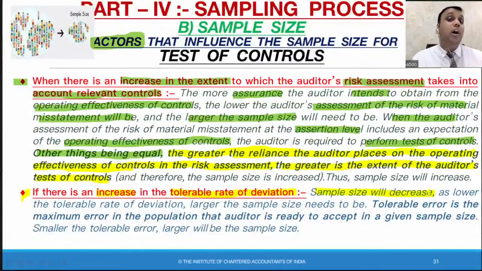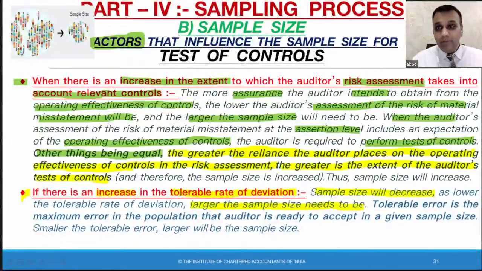But if the auditor doesn't tolerate much, his tolerance levels are quite low, obviously he is conservative in his approach, he won't take any risk, and the sample size would be larger.